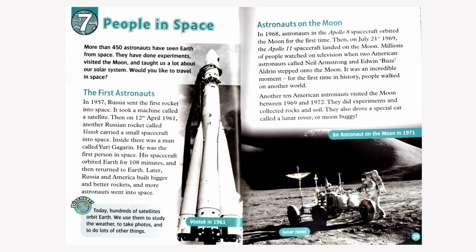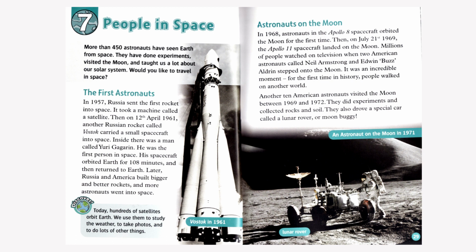The first astronauts. In 1957, Russia sent the first rocket into space. It took a machine called a satellite. Then on the 12th of April 1961, another Russian rocket called Vostok carried a small spacecraft into space. Inside there was a man called Yuri Gagarin. He was the first person in space.